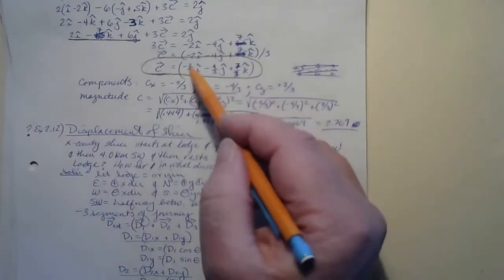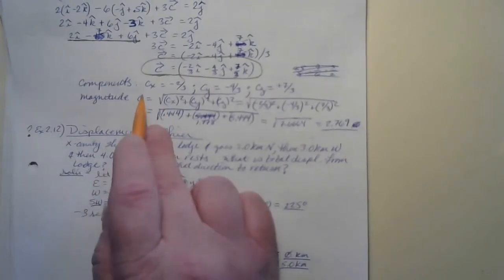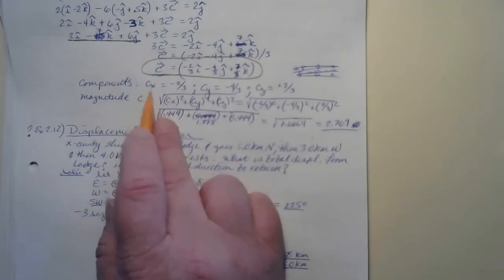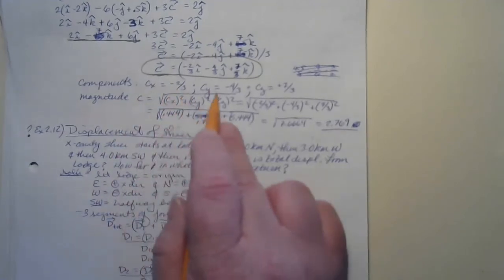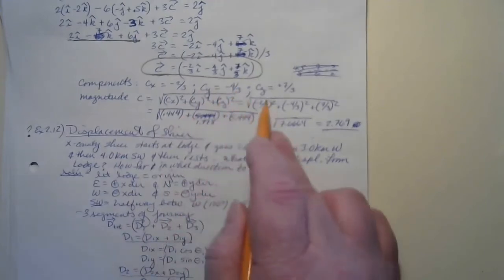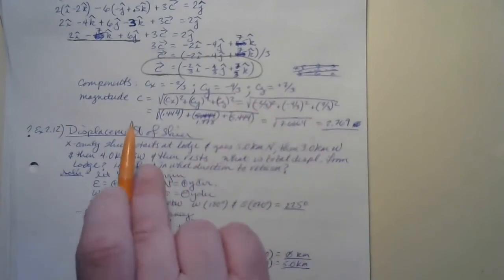In this case, I used the actual fractions because, again, 2/3 is not a rational fraction. It goes on and on and on. So rather than rounding it off, I just put 2/3. And the same with 4/3 and 7/3. So the x component of vector C would be negative 2/3. The y component of vector C is negative 4/3. And the z component of vector C is positive 7/3.